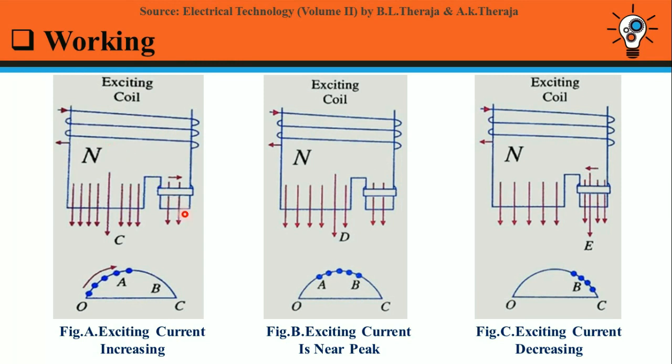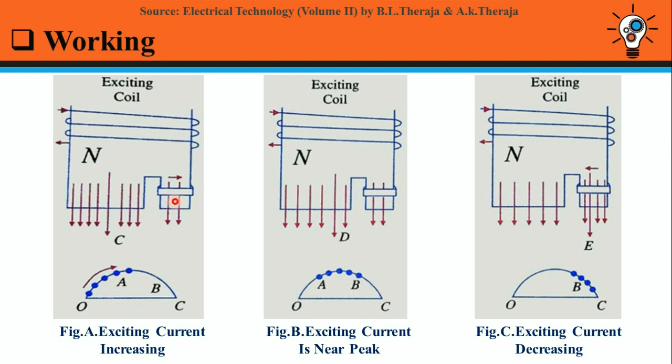Hence, flux density in the shaded part decreases when the exciting current increases. However, the flux density in the shaded part increases when the exciting current decreases. This is assuming that exciting current is sinusoidal. Take a look at figure A. Exciting current is rapidly increasing along OA, which is shown by dots.